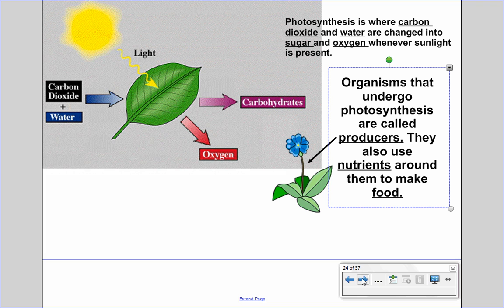Photosynthesis is the process where carbon dioxide and water are changed into sugar and oxygen whenever sunlight is present. Organisms that undergo photosynthesis are called producers. They also use nutrients around them to make food.